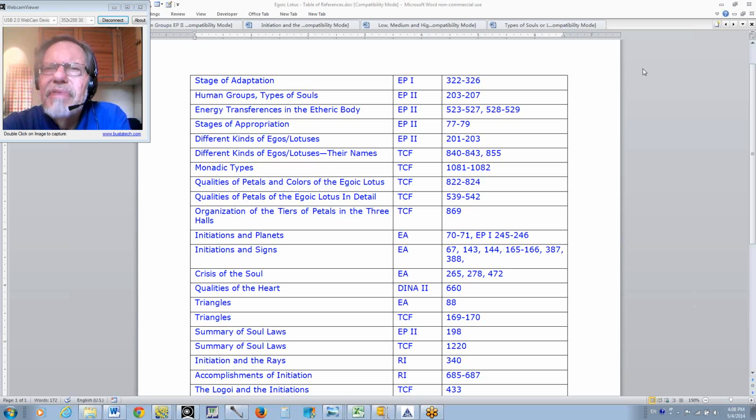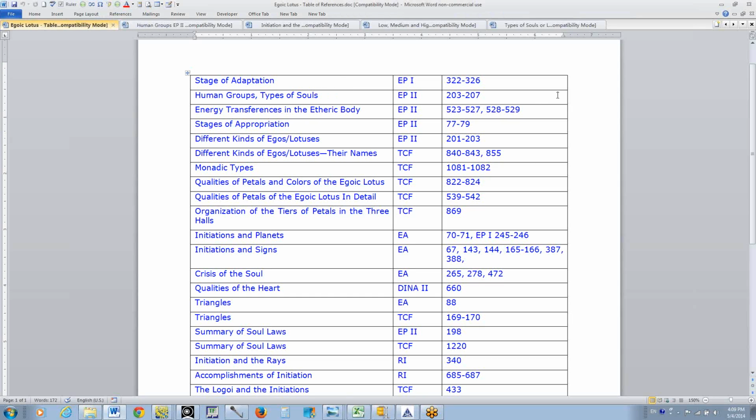And you'll get a very intricate idea of how this all works, but in terms of the synthesis and coming to simplicity, this will require some time. So we're going to look at what's called the stages of adaptation from Esoteric Psychology I, and we're going to look at the human groups or types of souls. As a matter of fact, I'd almost rather look at that first and the stages of adaptation next.